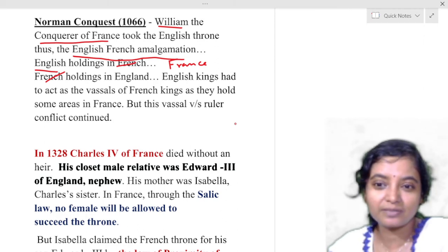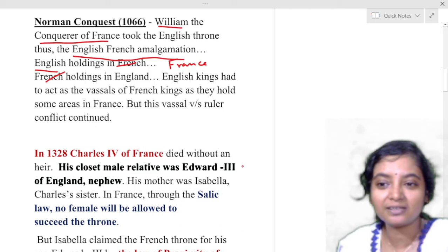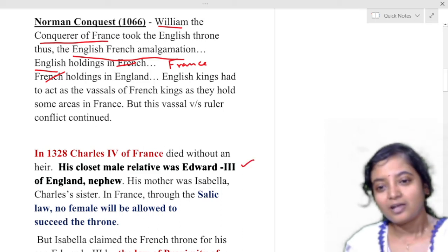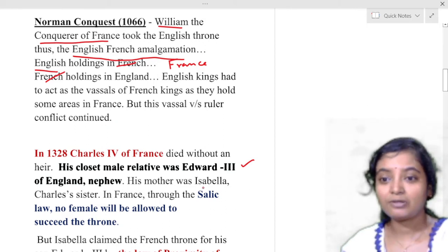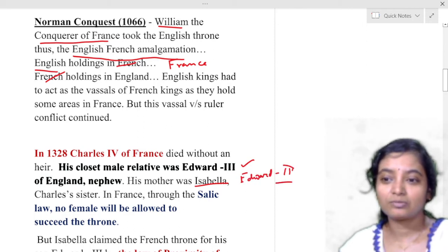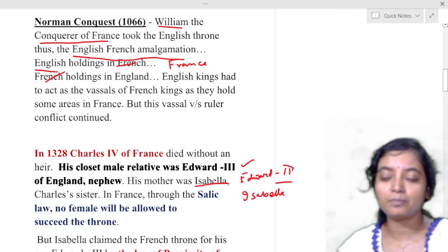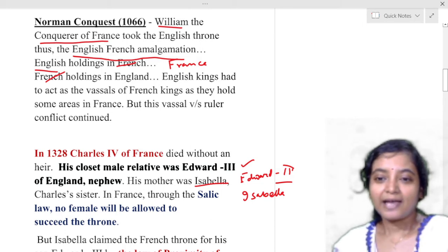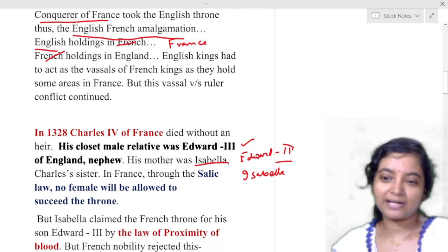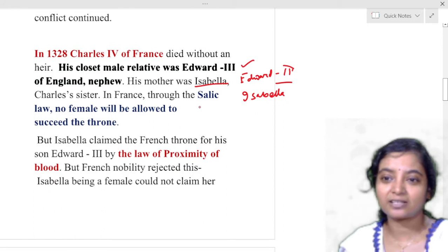His closest male relative was Edward III of England, his nephew. Actually, Edward III's mother was Isabella. Edward III's father, Edward II, was married to the French princess Isabella. So when Edward III was born, he was the nephew of France. And in France, there is a law. That law is called the Salic law.